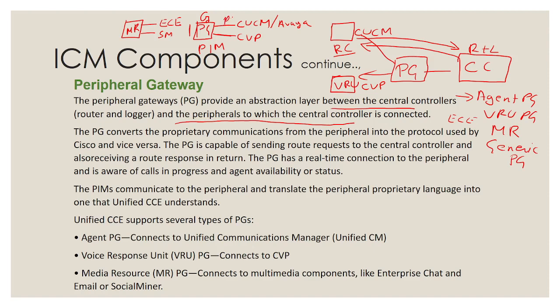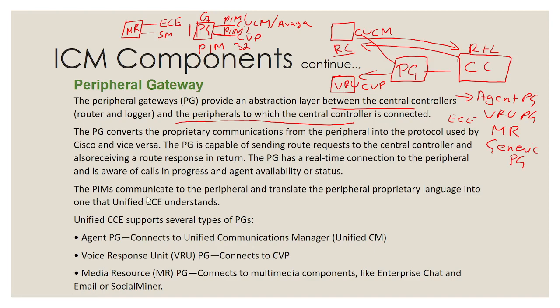So this can be PIM1 and PIM2. Like this, we can have 32 PIMs in a PG. That means we can connect to 32 peripherals in a PG, but normally in production, 1 or 2 peripherals are connected to the PG. I mean, we utilize PIM1 and PIM2.